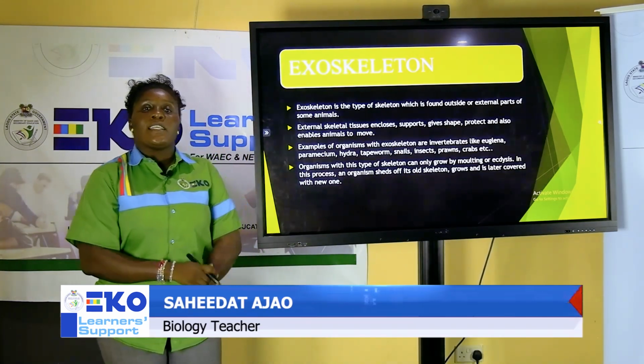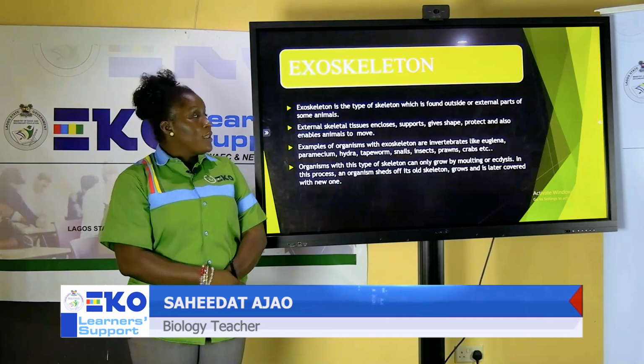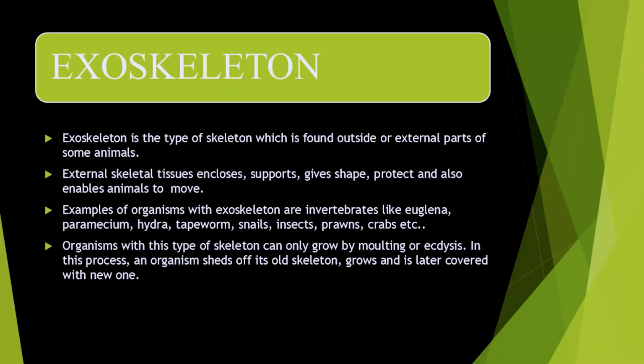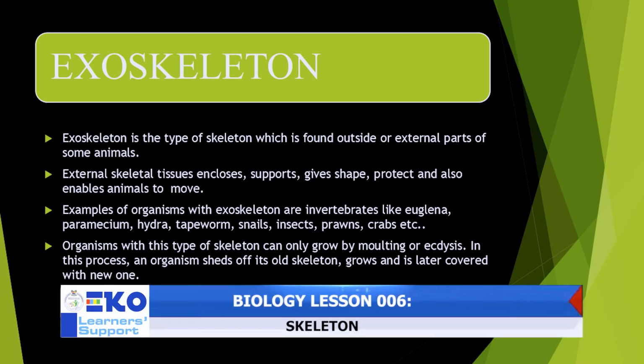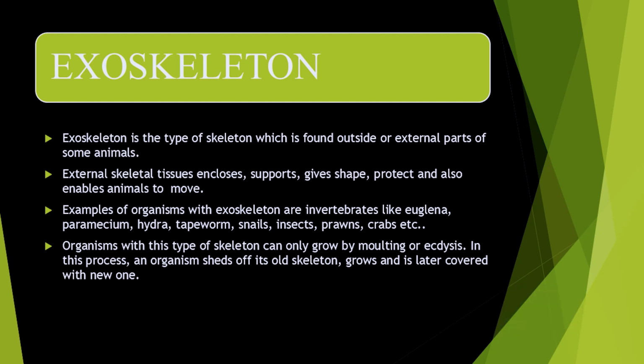The next type of skeleton we are looking at is exoskeleton. This type is found outside, or the external part, of some animals. The external skeletal tissues enclose, support, give shape, protect, and also enable animals to move. Examples of organisms with exoskeleton are the snails, the crabs, and the insects.